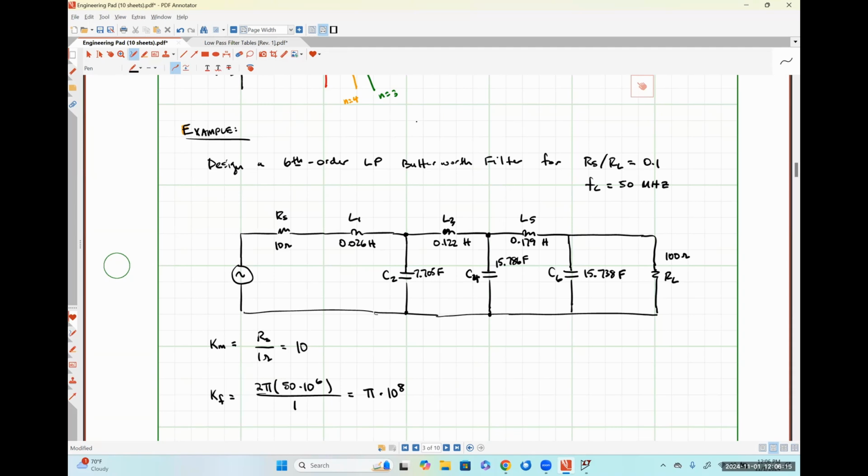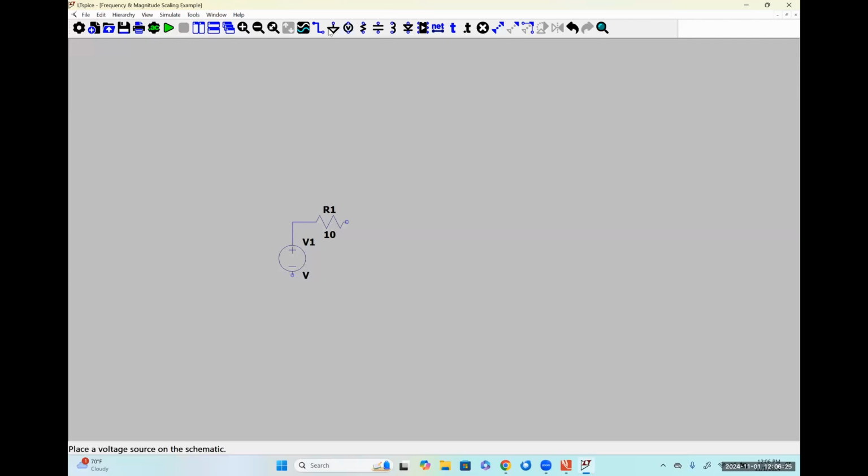Let's see here. Then I have an inductance. And then I'm going to put another one here and another one here. Capacitance here, here, here. A resistor over here. And let's just wire this stuff up.